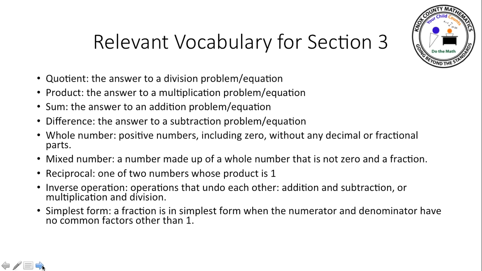Mixed number, a number made up of a whole number that is not 0 and a fraction. Reciprocal, one of 2 numbers whose product is 1. Inverse operation, operations that undo each other, addition and subtraction, or multiplication and division. In simplest form, a fraction is in simplest form when the numerator and denominator have no common factors other than 1.